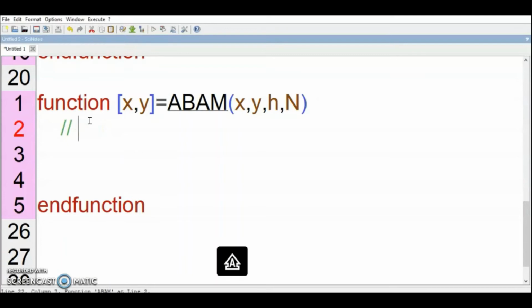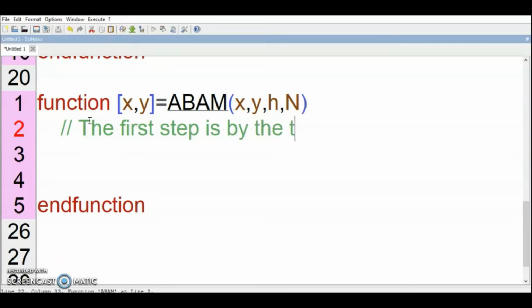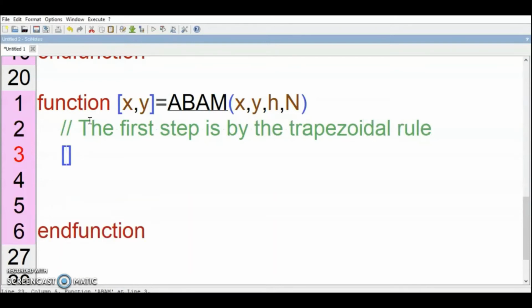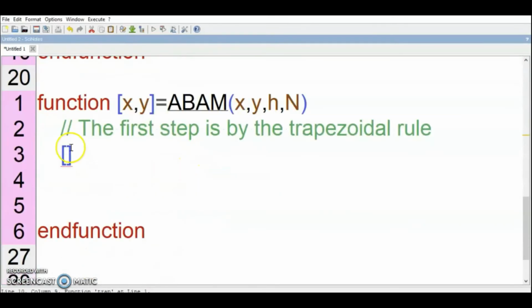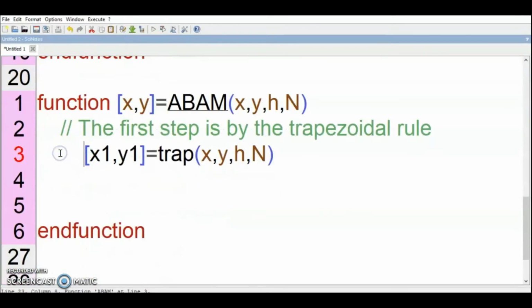The first step is by the trapezoidal rule. So we need to call that function. You can copy this one. I'm going to put it here. Copy this here. So n is 1. Much easier to do that, right?